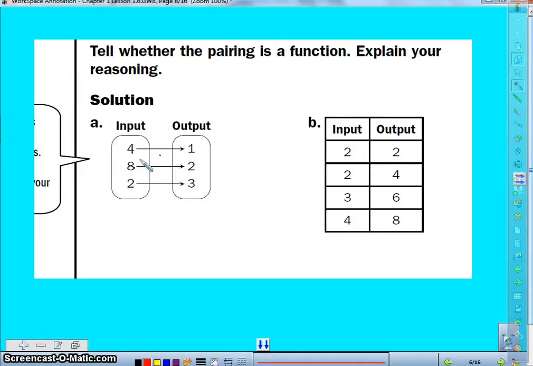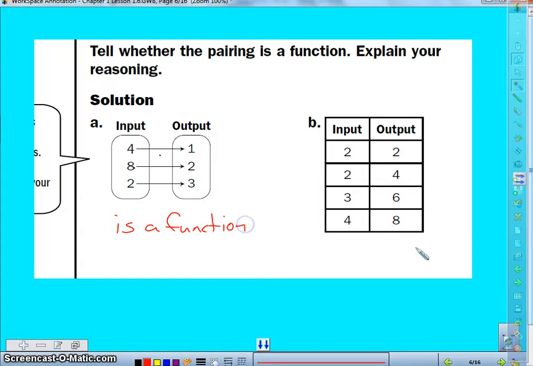Okay? Now, this is a really cool way of looking at this. When you look at it in a table, you can see it a lot better. So right here, we're going to say if it's a function or not. And remember, one input has to equal one output. It's kind of confusing here in a second, but let's look. 4 gives me 1, 8 gives me 2, 2 gives me 3. Each input gives me one output. This is a function.